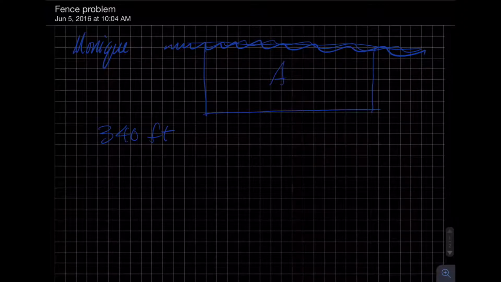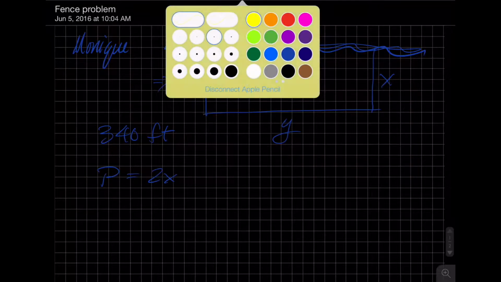And so if it's a rectangle, we know that this dimension can be represented as the variable x. This one can be represented as y. And then, of course, if this left side is x, this right side will be x as well, which means the perimeter of our rectangular region would be 2x plus 2y.